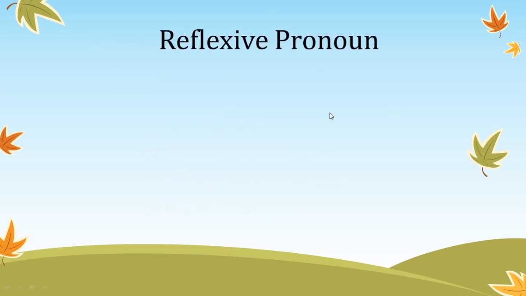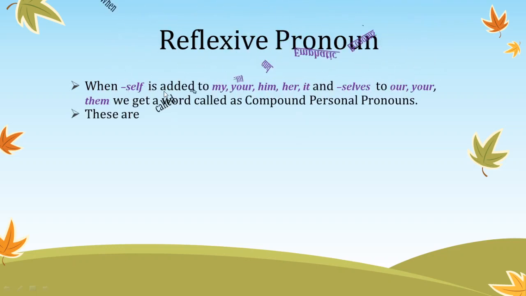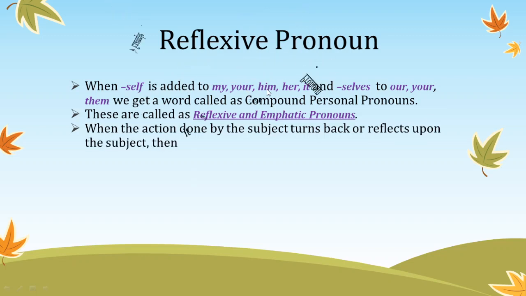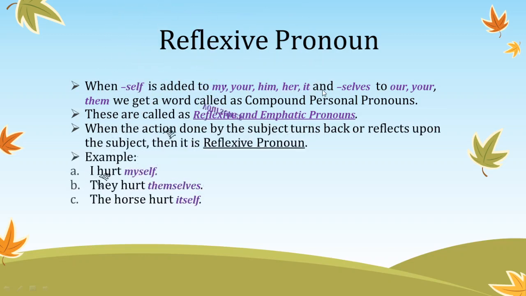Coming to the next type of pronouns, that is reflexive pronoun. When self, S-E-L-F, is added to my, your, him, her, it, and selves, the plural form of self, is added to our, your, them, we get a word called compound personal pronouns. For example, myself, yourself, himself. Or I could say ourselves, yourselves, themselves. So all these words that I have just now pronounced come under compound personal pronouns.